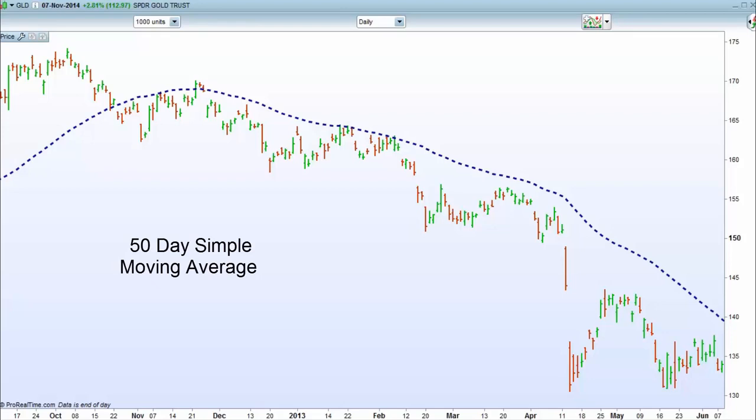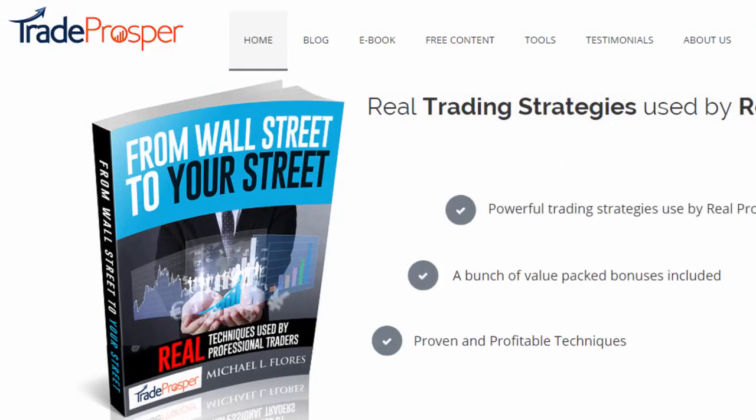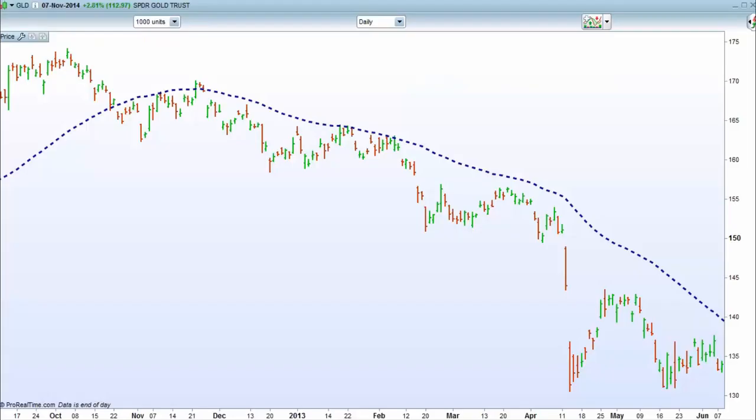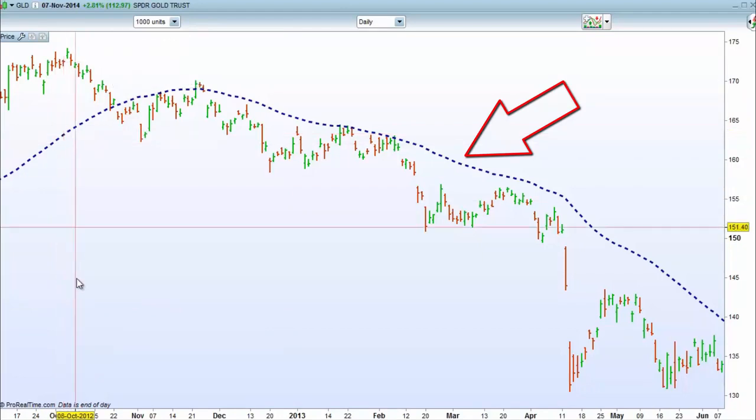So what I have up on the screen is a chart of GLD, which is the ETF for gold. If you want to know more about what ETFs are, check out our website, www.tradeprosper.com, and go to the free modules section, and we have free modules on more about the markets. Anyway, so looking at GLD, we can see here that we have green and red bars, which are the price action, and then we have this blue dotted line, which is the 50-day simple moving average.